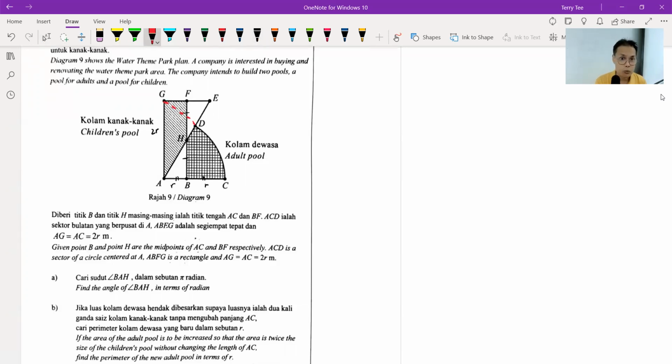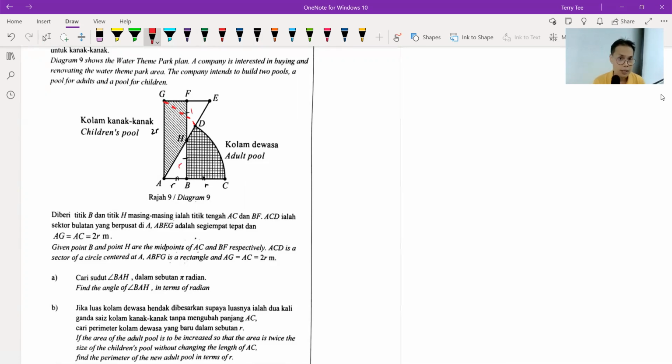Right? If I extend the arc of a circle, it will actually cut at D, and at G. Okay, so first of all, we are supposed to find angle BAH. Now you notice that they say H is a midpoint. This is 2R, so over here, this should be R, right?